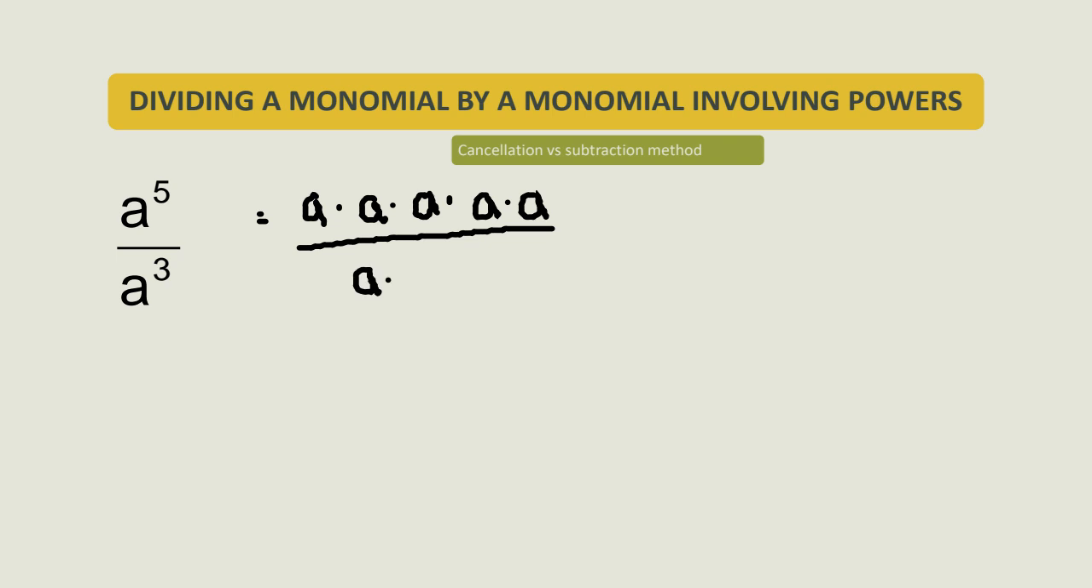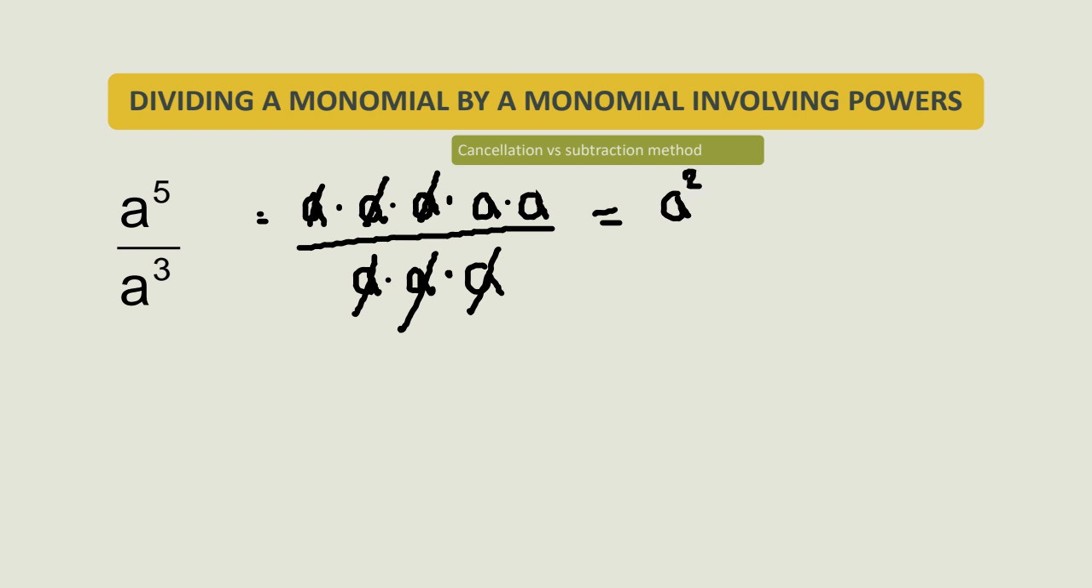But yeah, so I have 5 a's on the top and 3 a's on the bottom. So this can cancel this one, this one can cancel this one, and this one can cancel this one. So all I'm left with is 2 a's on the top, or a squared. And then on the bottom, I'm left with a 1, but we don't have to write that, right? So I'm left with a squared.